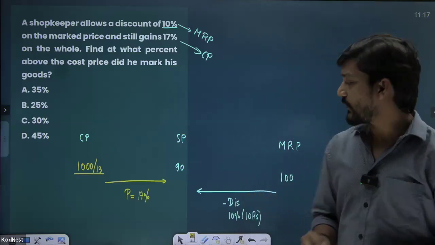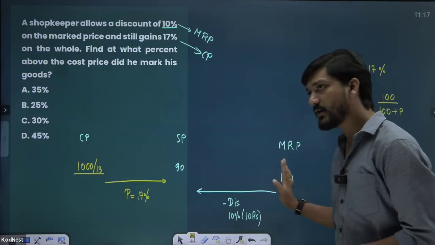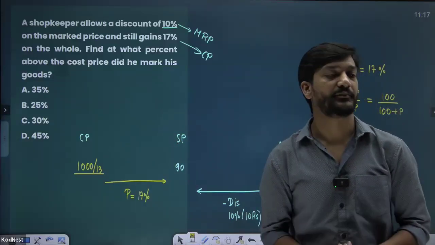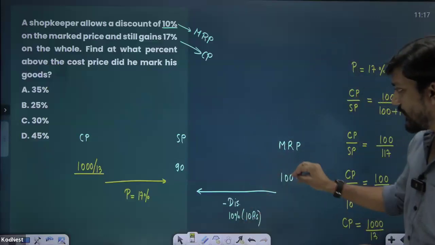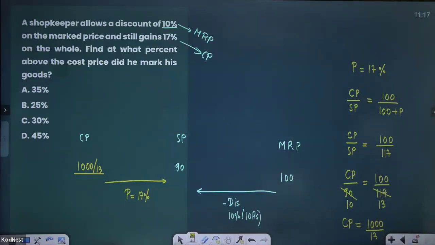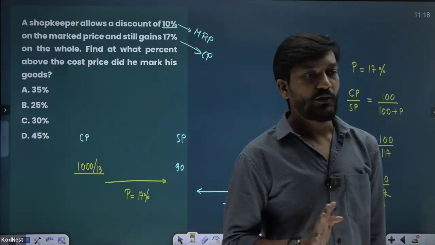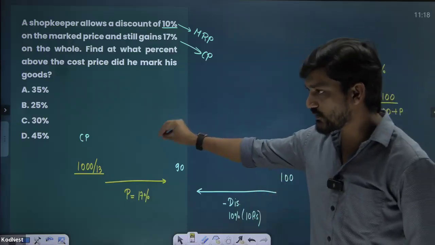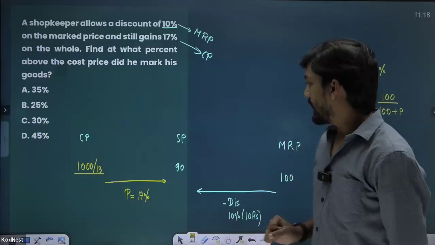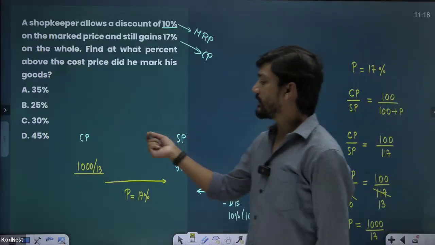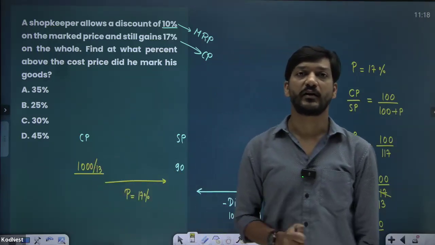My duty was to take one value 100. I took it as luck, 100 rupees. And cost price comes out to be a very non-friendly value. Until now, anything doubtful, please confirm this first. Now cost price is 1000 by 13 rupees. Selling price 90 rupees, good value. Marked price 100 rupees, good value. But this one value is what I'm not liking.